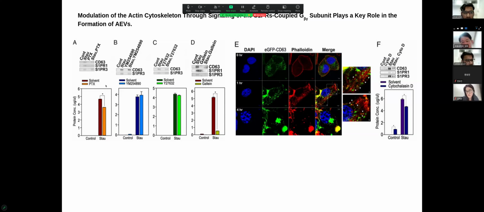Without any information about G-coupled receptor, how can other people understand about this? Impossible.